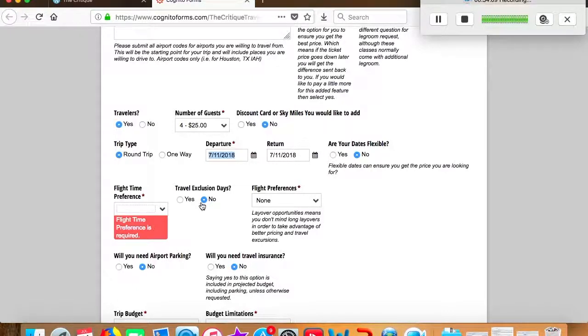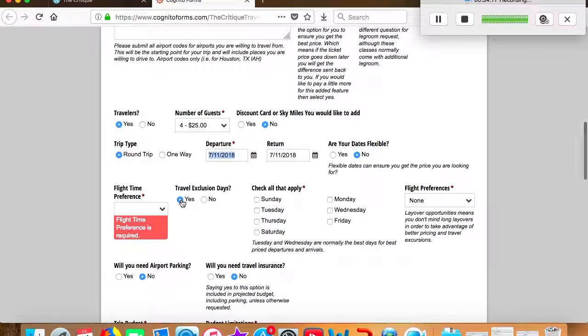Travel exclusion days. If it doesn't matter what day of the week you travel on, then your answer is no. If you have a preference, then your answer is yes. So if you honor the Shabbat, the Sabbath, which I am a Sabbath keeper, then for me, traveling Saturdays during the day is out. Now, Saturday evening is a different story. Friday during the day, not a problem. Friday evening, a different story.